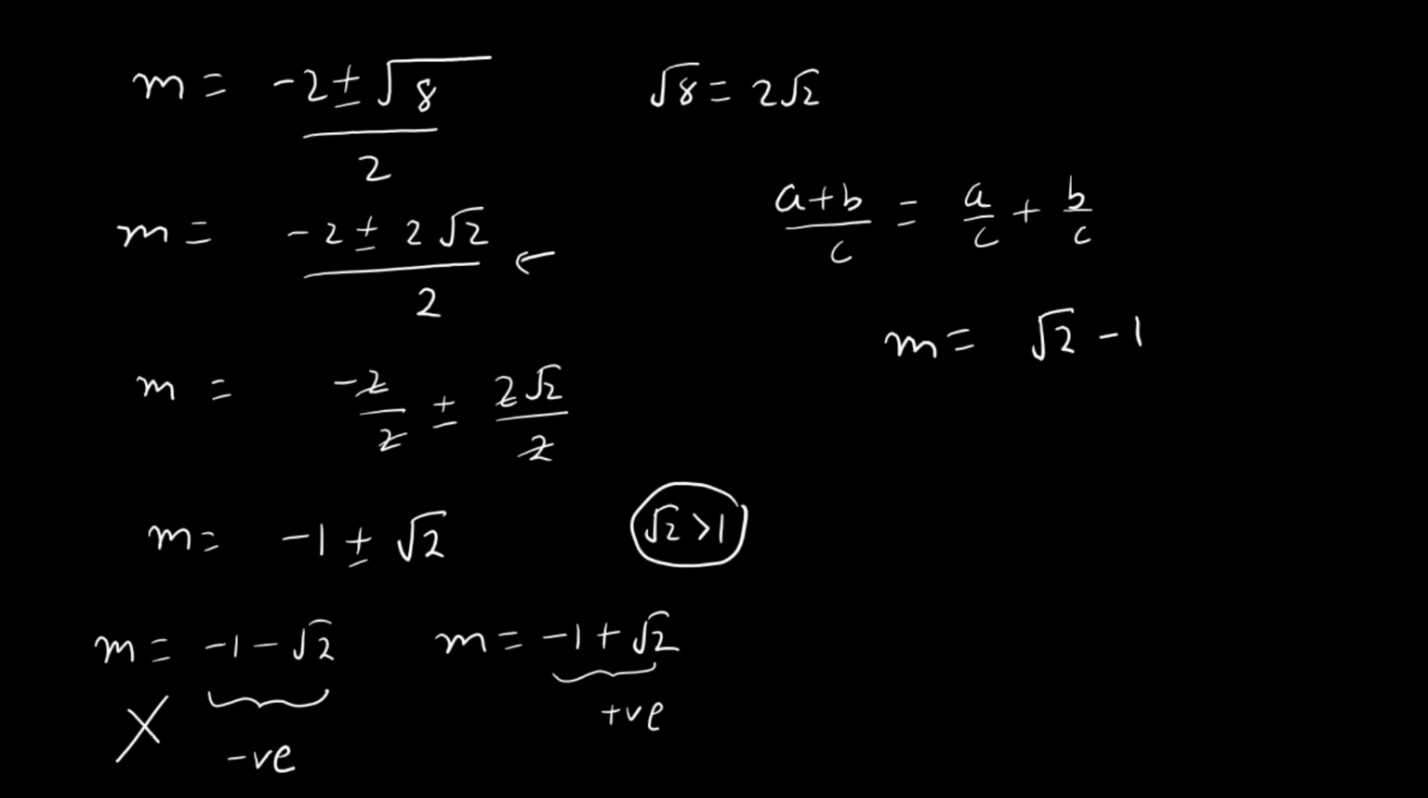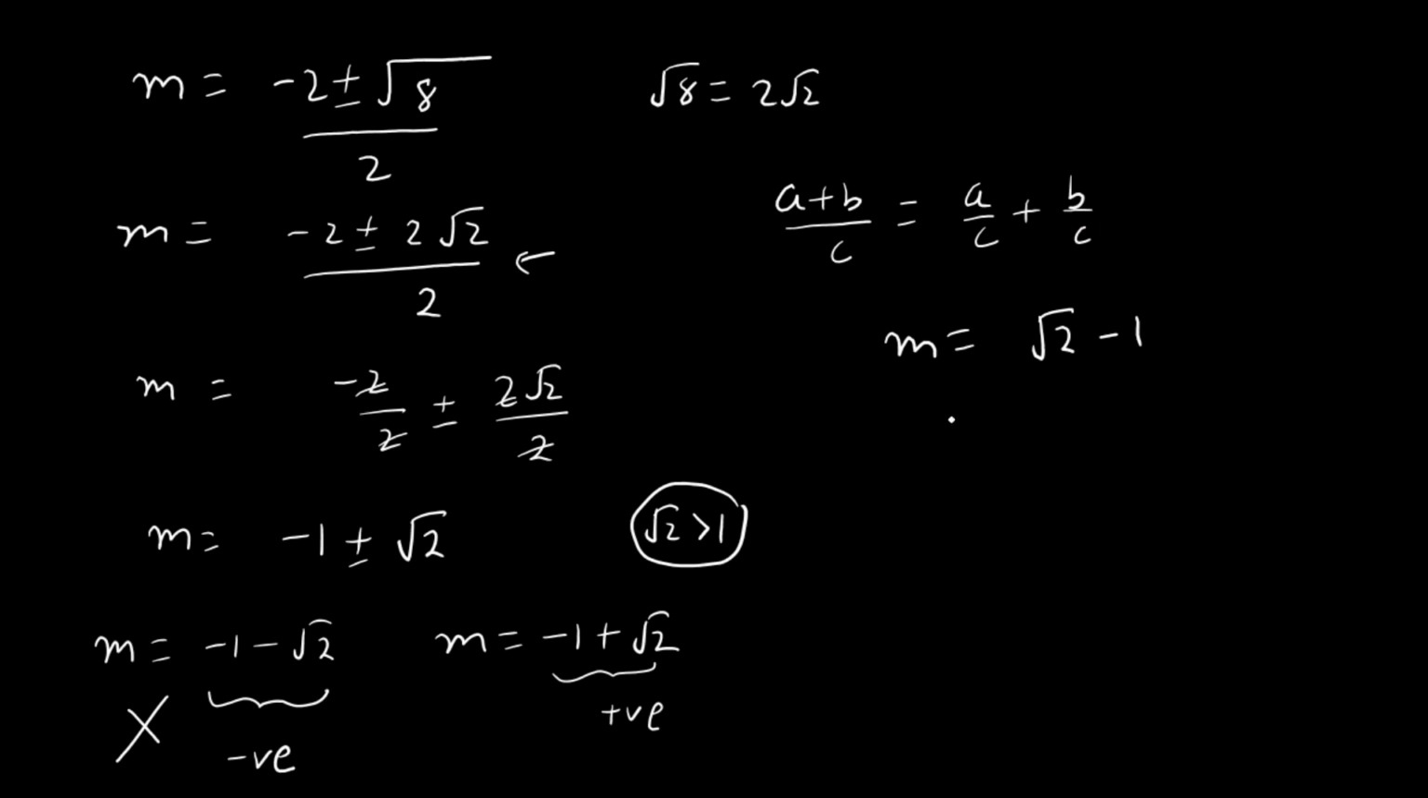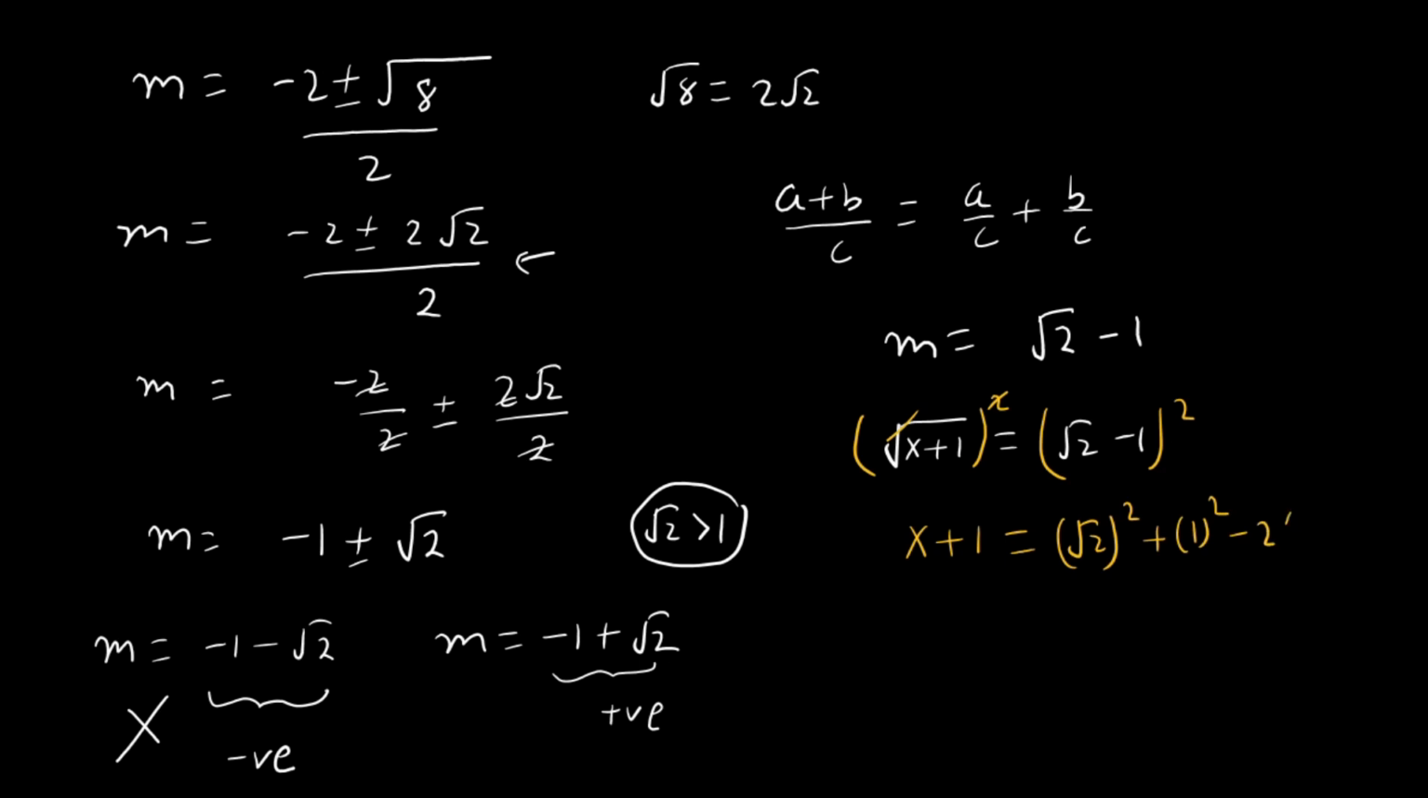Now we will find the value of x, and the value of m is square root of x plus 1. So this m is replaced by square root of x plus 1, which is equal to square root of 2 minus 1. Now if we square both sides, then on the left hand side the square root is cancelled out by the square, giving x plus 1. This is equal to, and on the right hand side we apply a minus b whole square, that is a square plus b square minus 2 times a times b, where a is square root of 2 and b is 1.